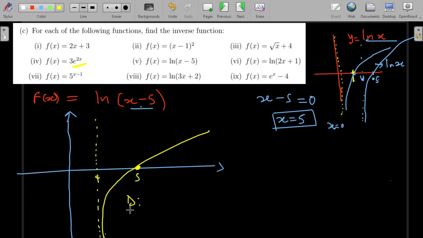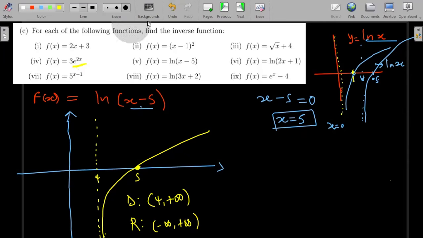So what will be the domain of this function? The domain is the x values. This graph is going closer and closer to 4, but it never touches it. So the domain is from 4 all the way to positive infinity. And the range is from minus infinity all the way to positive infinity, because this end goes to minus infinity and this end goes to positive infinity. So this domain will be the range for the inverse, and this range will be the domain for the inverse.